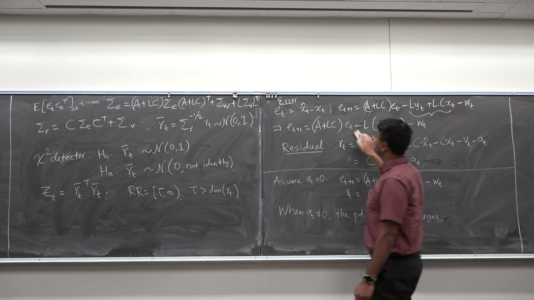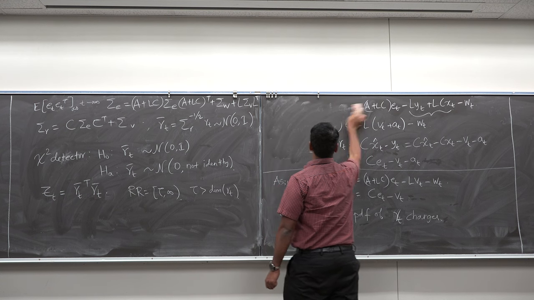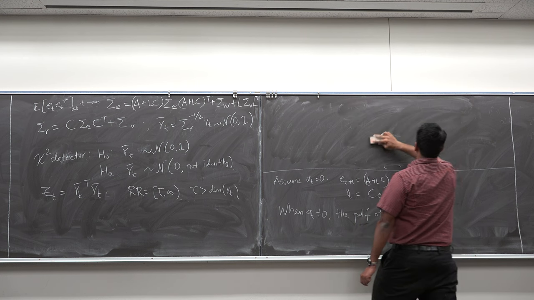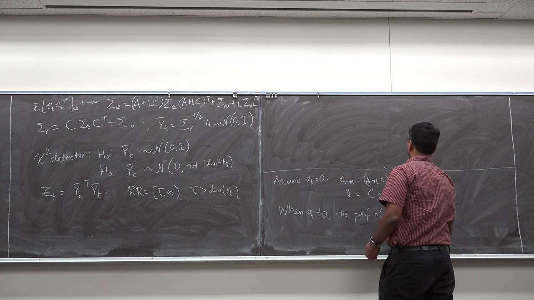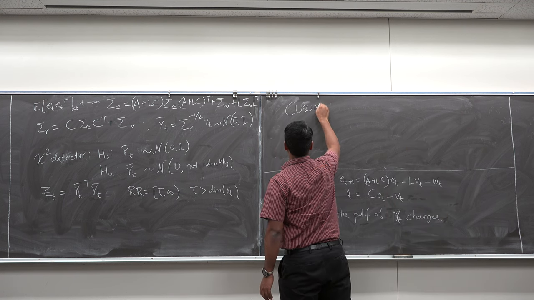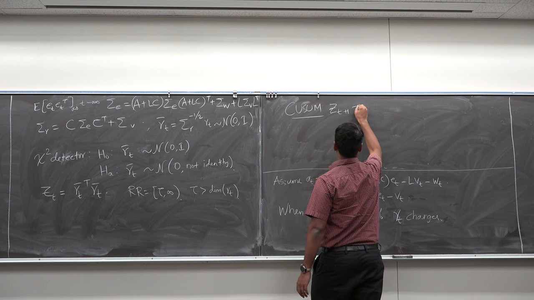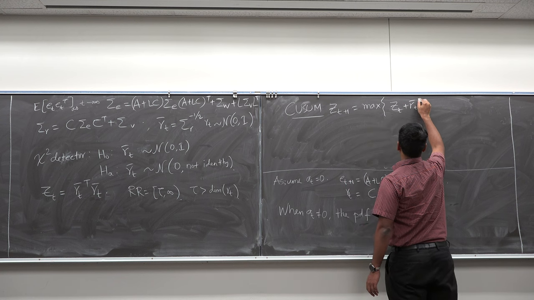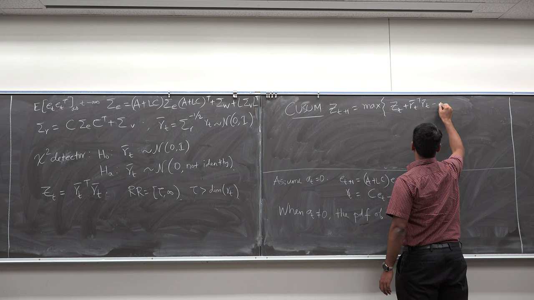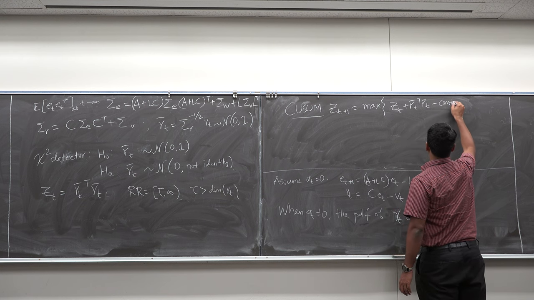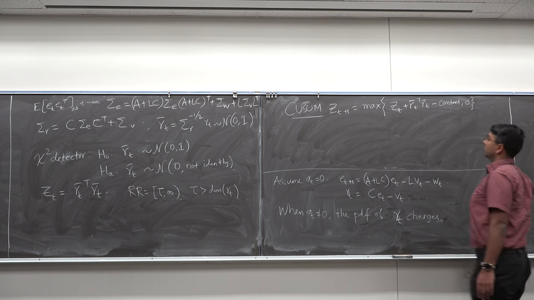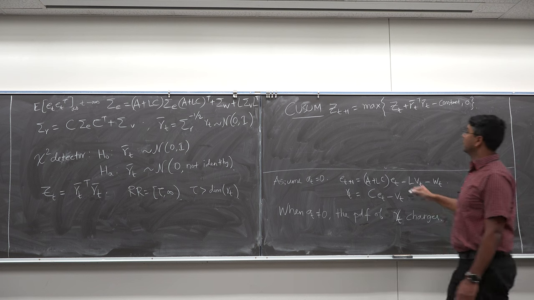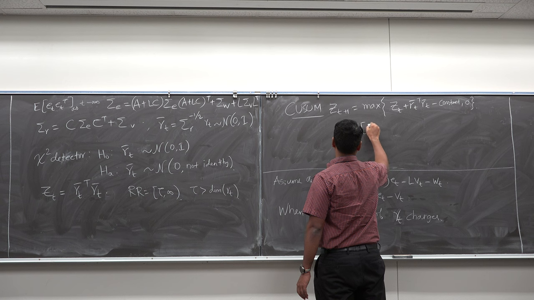So let's look at the Q-sum detector. Here z of t plus 1 equals the max of z of t plus R bar t transpose R bar t minus a constant, and zero. And the rejection region is again tau infinity.